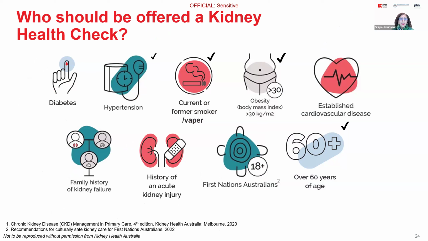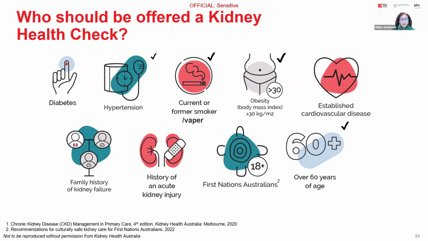Who should be offered a kidney health check? Well, people who are at risk of chronic kidney disease. So there's all the classic, I've already talked about diabetes, hypertension, established cardiovascular disease, etc., obesity. The ones that you might not think about are, always think about family history. If they've had an acute kidney injury in the past, you're more at risk, okay?